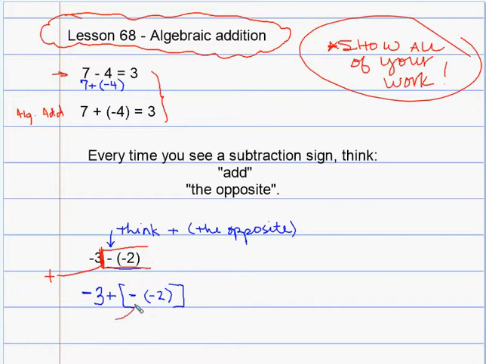So that's what we're thinking now. We're thinking the opposite of negative 2. Now you know the opposite of negative 2 is just positive 2. So we're going to rewrite that now as negative 3 plus the opposite of negative 2, which is 2. And you know that negative 3 plus 2 is negative 1.